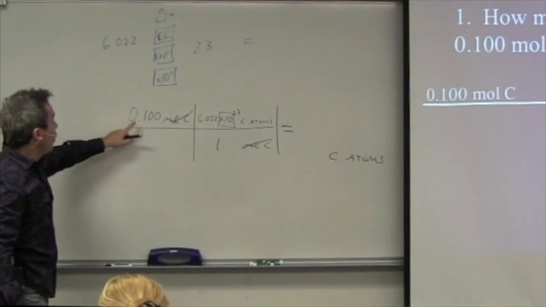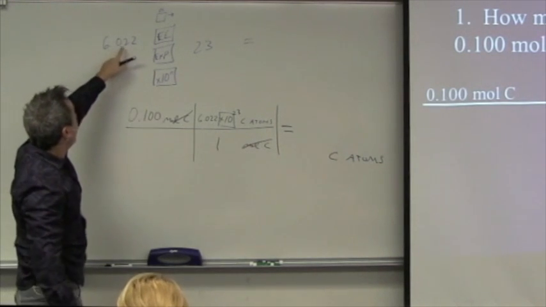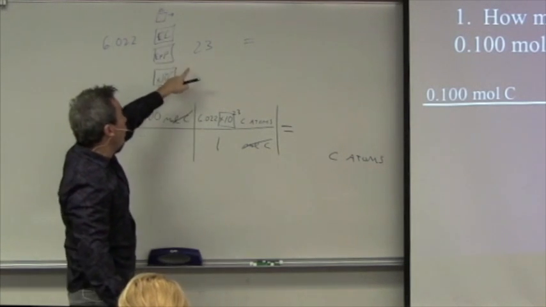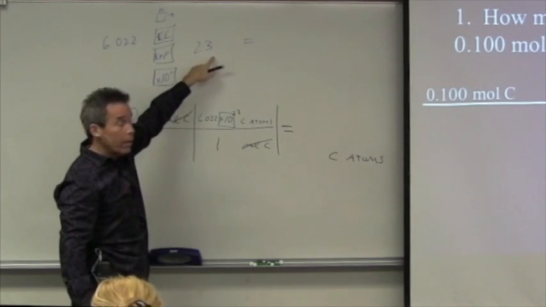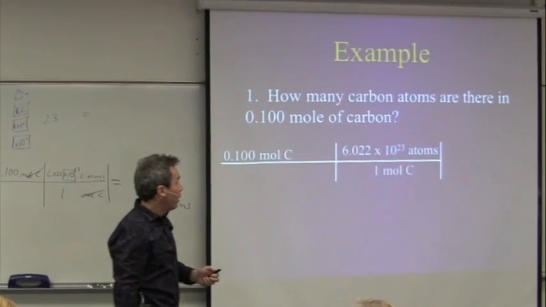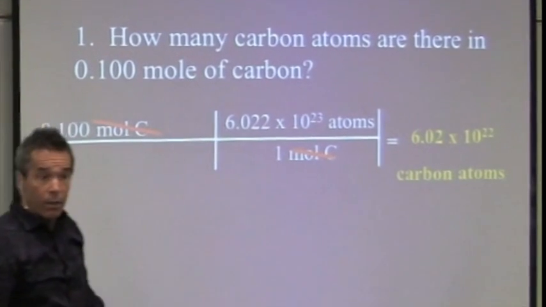So 0.100 times 6.022, either one of these or second function EE, then 23, equals. And when you do that, you should get that.